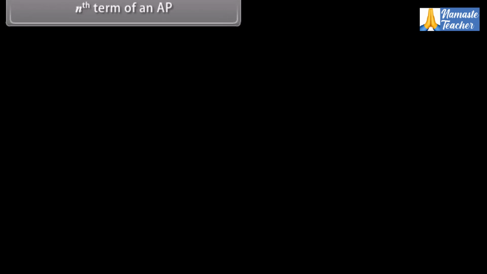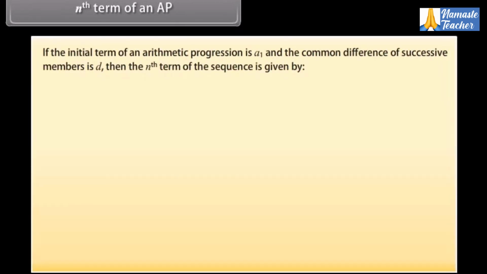Nth term of an AP. If the initial term of an arithmetic progression is A1 and the common difference of successive numbers is D, then the nth term of the sequence is given by An is equal to A1 plus (n minus 1) into D. We know that An is also called the general term of the AP.